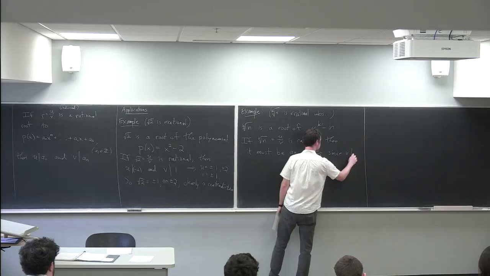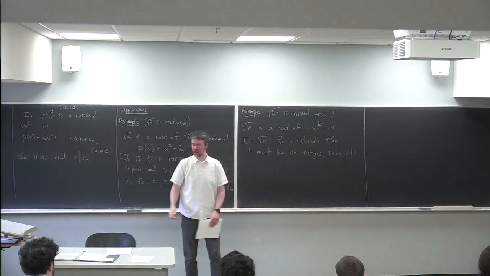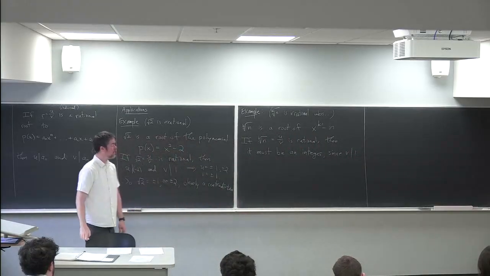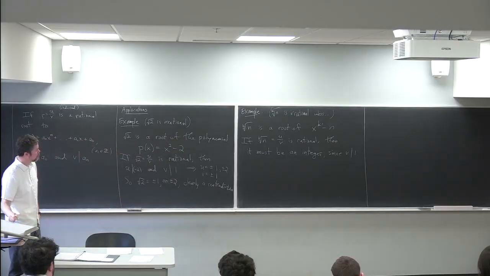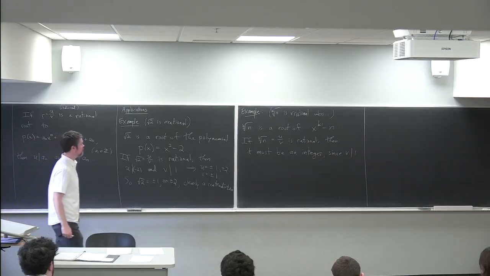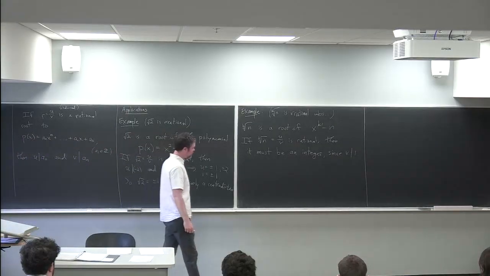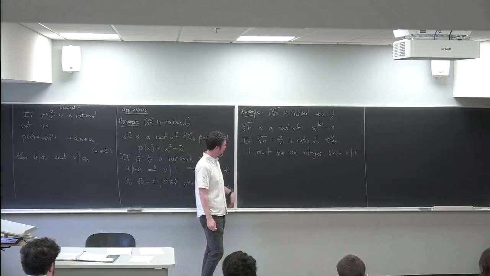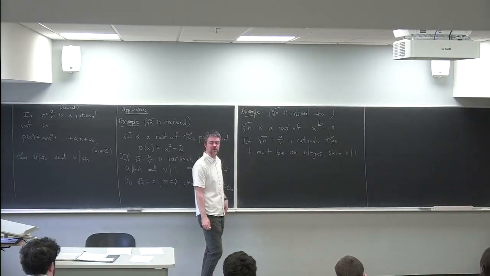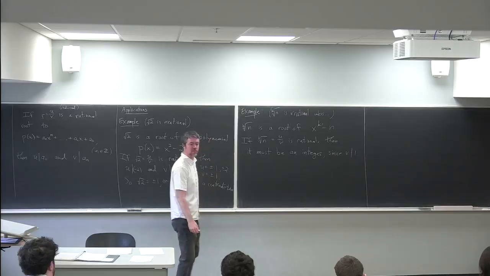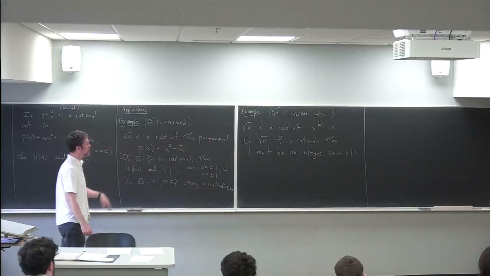Since that v is going to have to be a divisor of 1. And so that's kind of what we proved before. So if it's rational, then in fact it's an integer, and what that's saying is that n itself is the kth power of some integer. So it's kind of the same result we proved earlier, but you can also argue it through the rational root theorem.